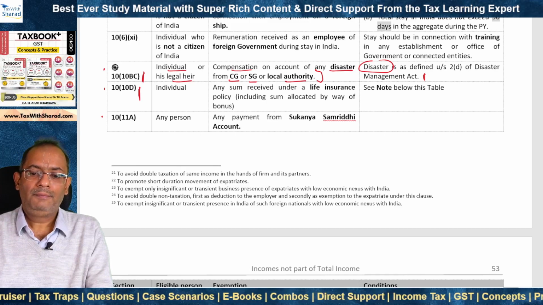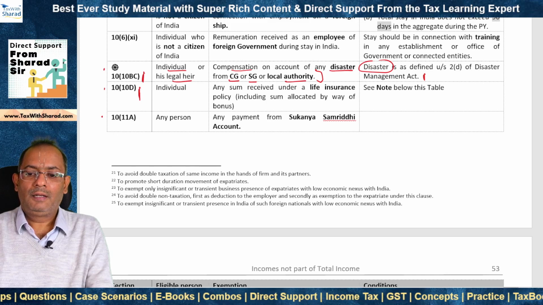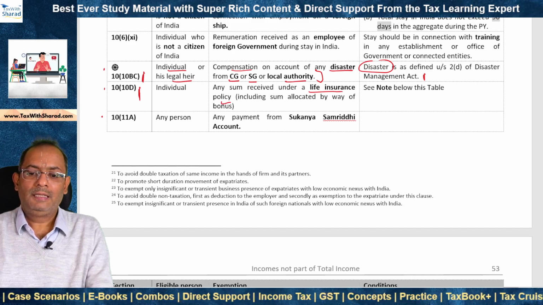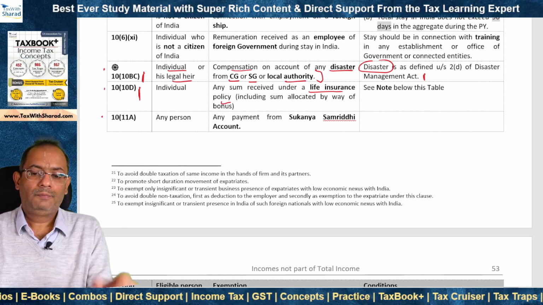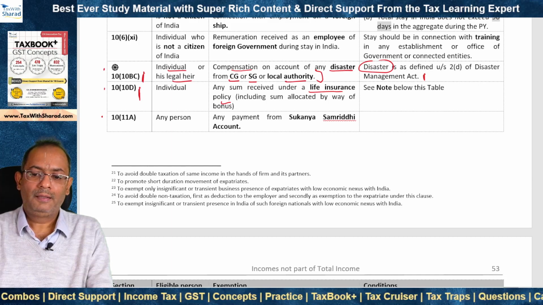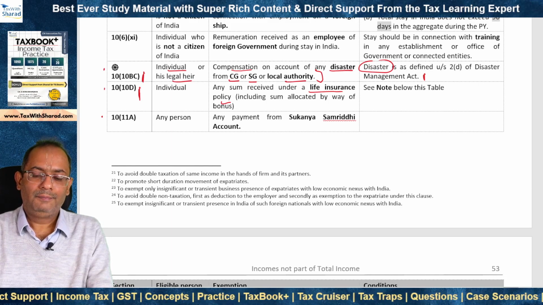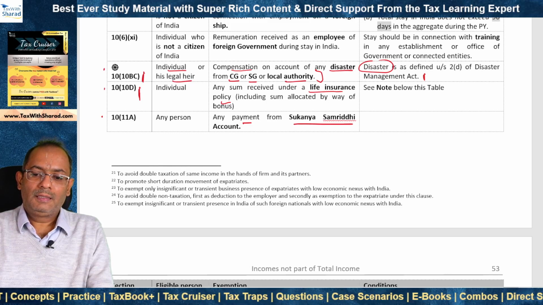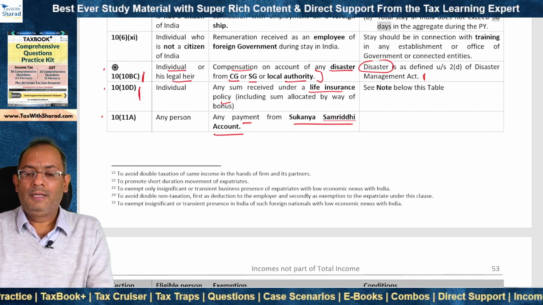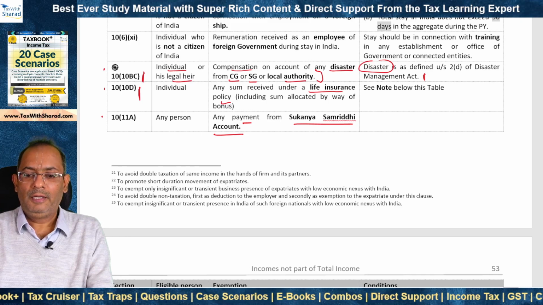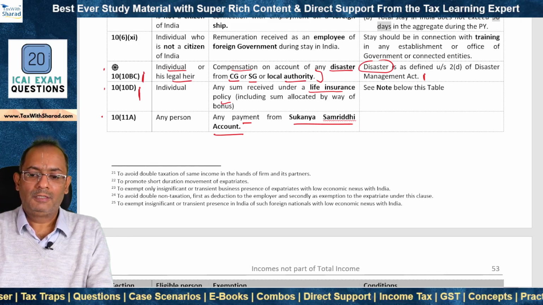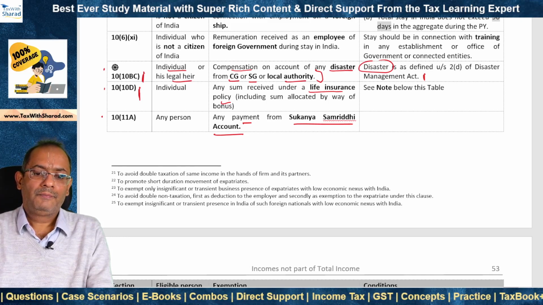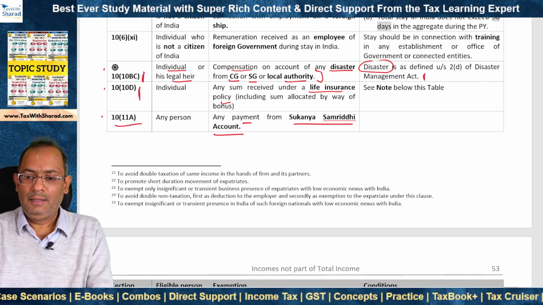Section 10(10D): any sum received under a life insurance policy is exempt in the hands of an individual, and we will look at this particular point shortly in some detail. Any payment from a Sukanya Samriddhi account, whether it's in the nature of interest or accumulated balance, etc., so any payment which is received is exempt under section 10(11A).